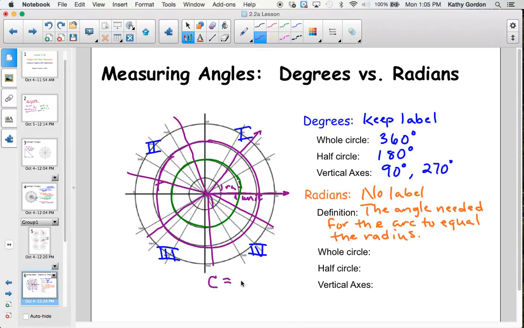What's the formula for circumference? If I'm squaring stuff, that sounds like area. It's 2r pi, or 2 pi r. But in this case, what's my r? What did I say I was labeling my radius as? 1 unit.